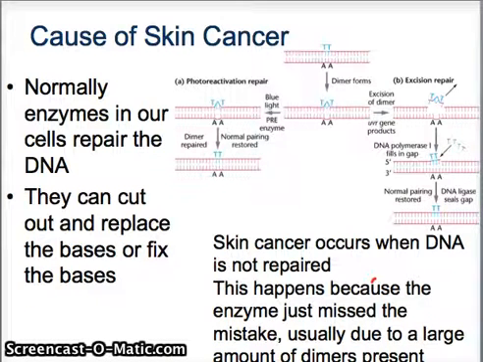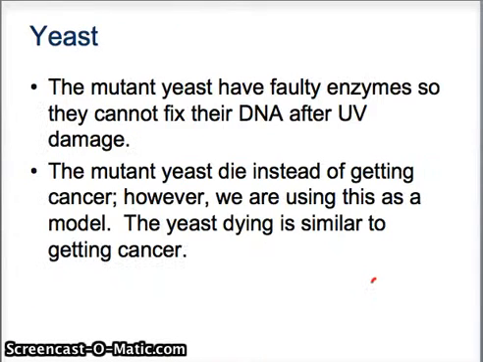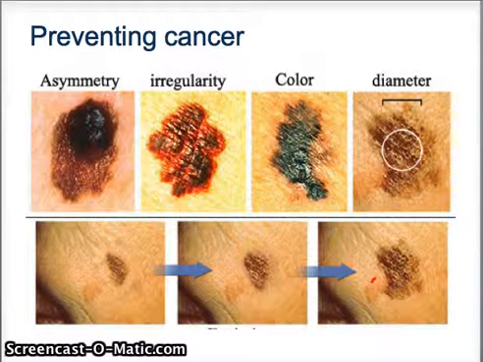So, if we go to the yeast, I already was talking a little bit about this, so the mutant yeast have faulty enzymes, they're mutated for those enzymes that repair the DNA. So if they can't repair the DNA, they all die. And the yeast dying is similar to cancer, not in the fact that they all die. Cancer cells grow tremendously, just the fact that it's showing that the UV radiation damaged the cells. Alright, and then the last one is to prevent cancer, we need to identify it.